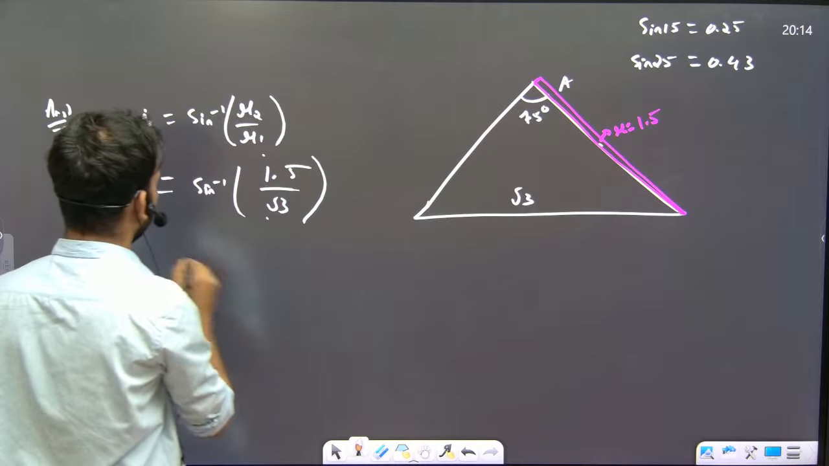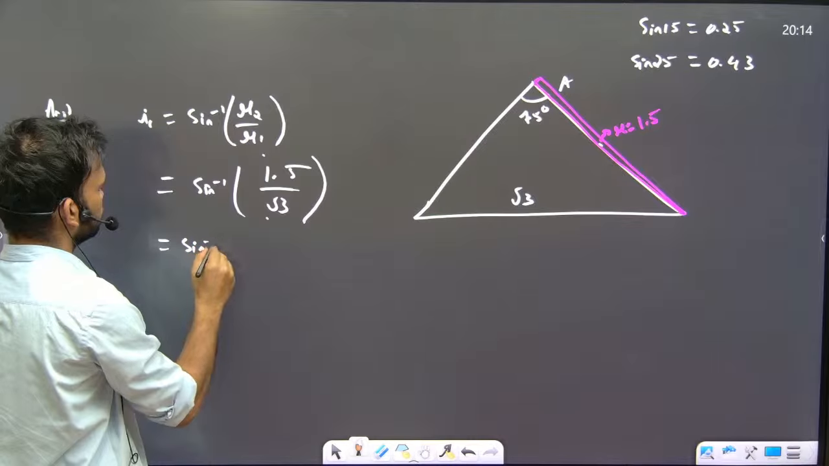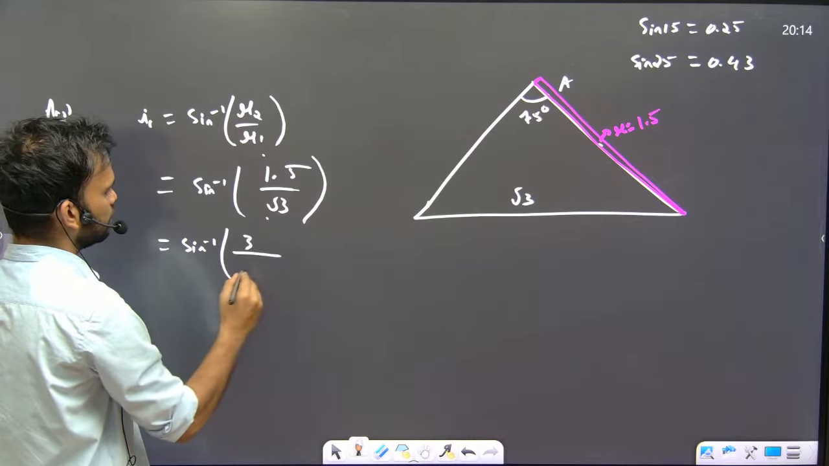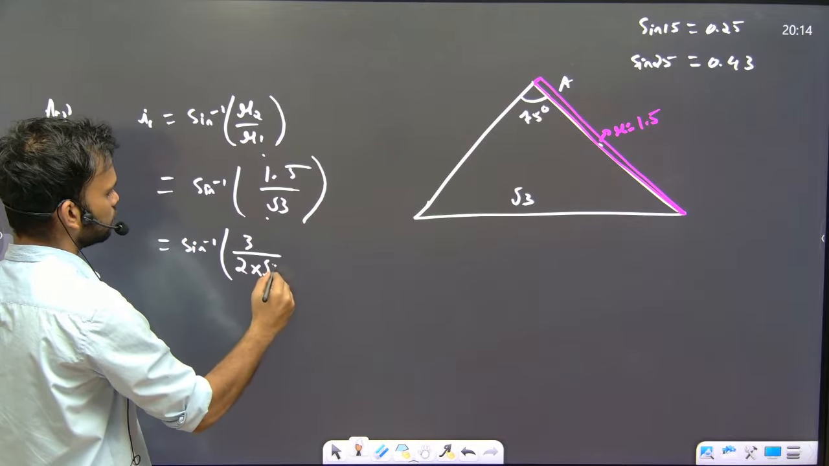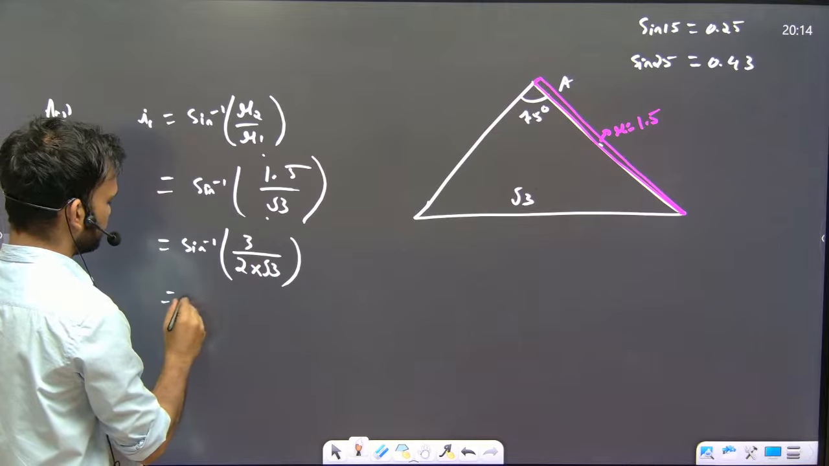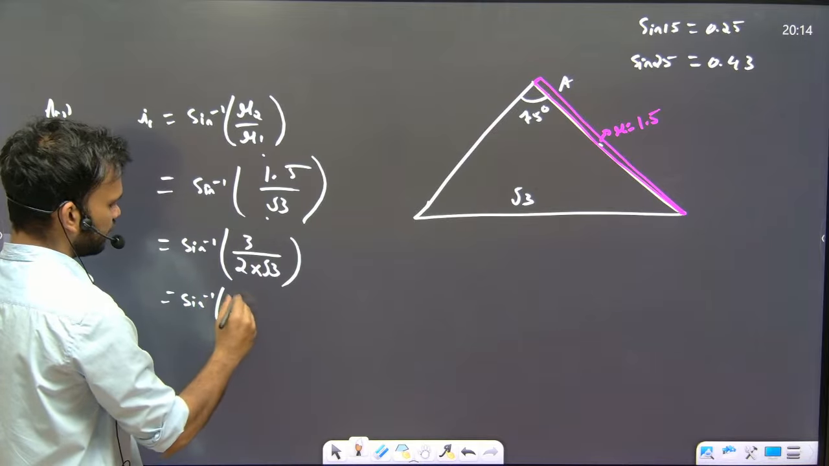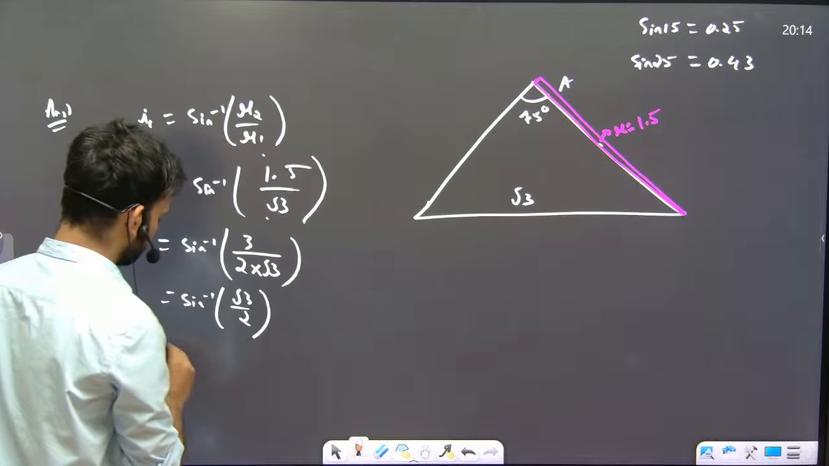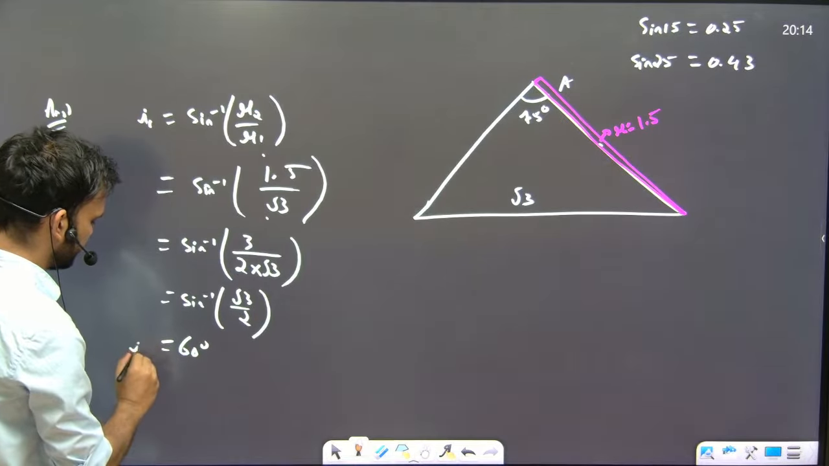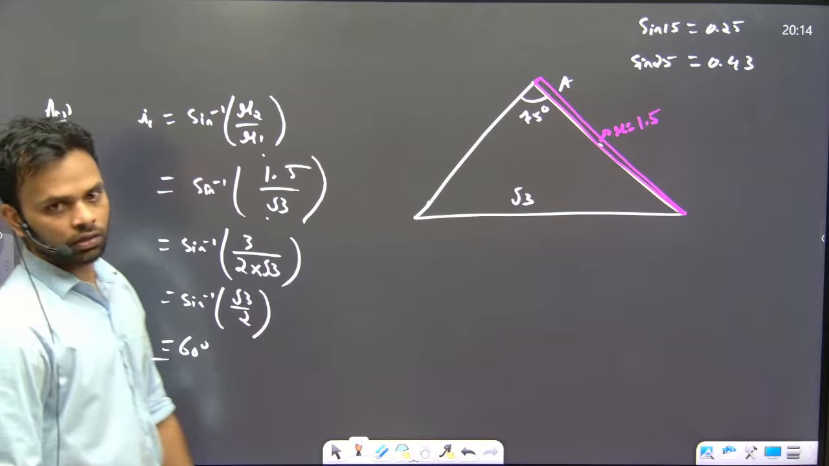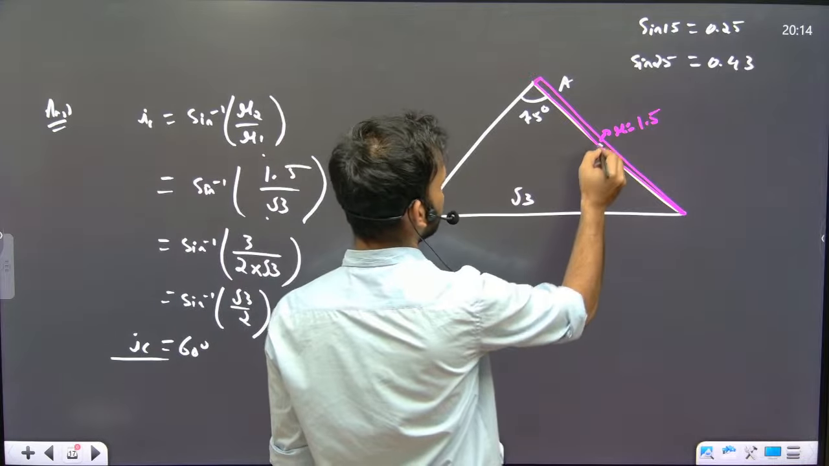So 1.5 is nothing but 3 by 2 into root 3. So root 3 gets cancelled. It becomes sine inverse of root 3 by 2, which is nothing but 60 degrees. So critical angle we got is 60 degrees, right? So angle of incidence at this surface has to be 60 degrees.